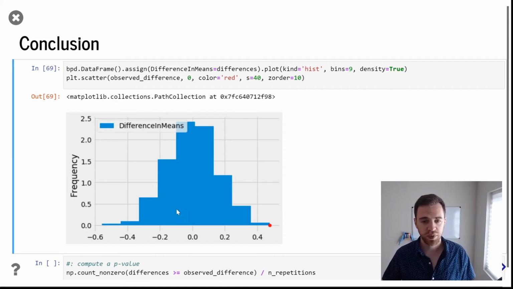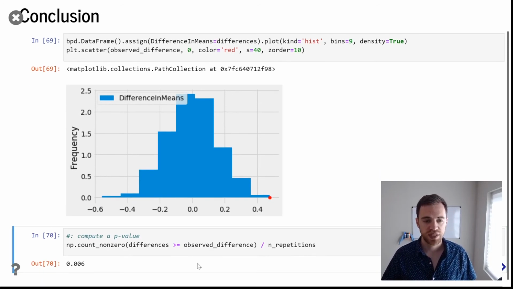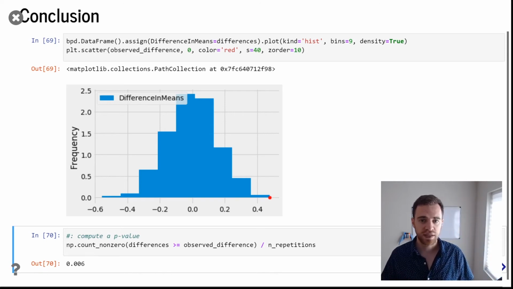Sometimes just randomly, we would see some difference like 20%. But seeing a difference as large as 45% was pretty rare. In fact, if we calculate the p-value, we see that it's a 0.006 probability. So that's less than 1% chance. Okay, so it looks like this is significant. Okay, in fact, it is significant.